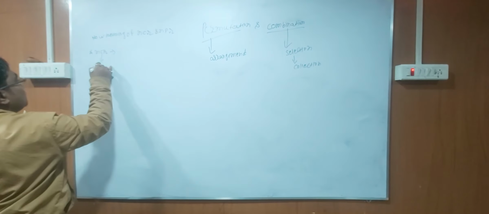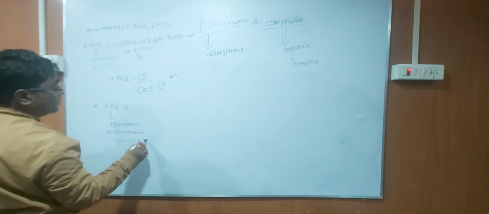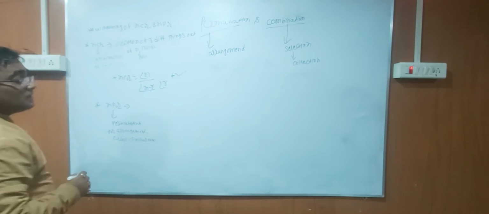Like NPR, P is for permutation or arrangement. We told you that in arrangement, order is important. But in combination, in collection, order is not important.